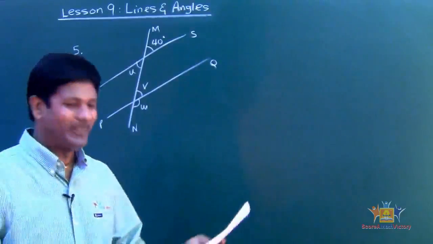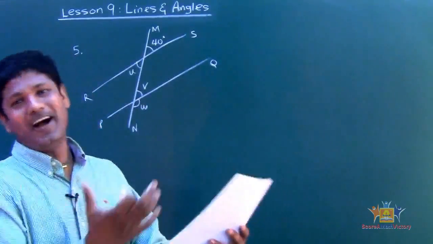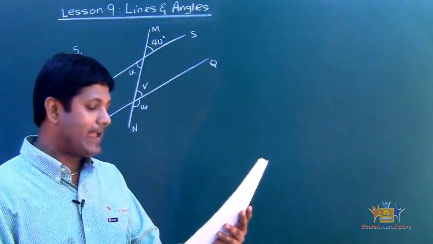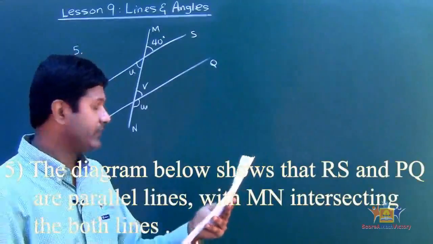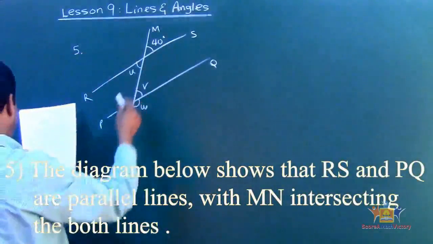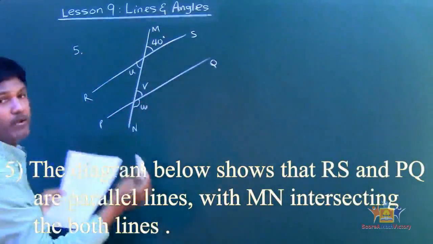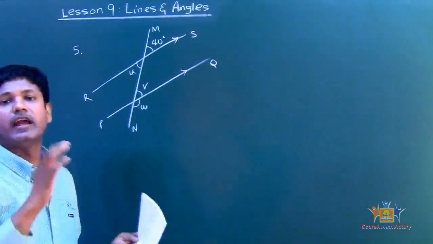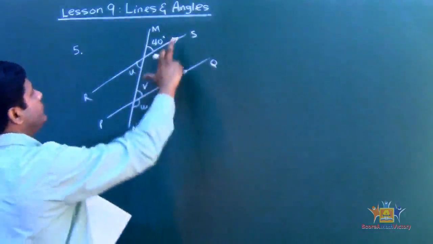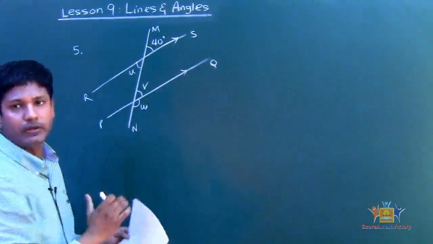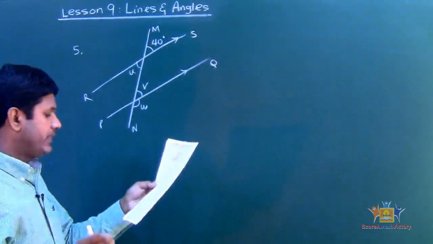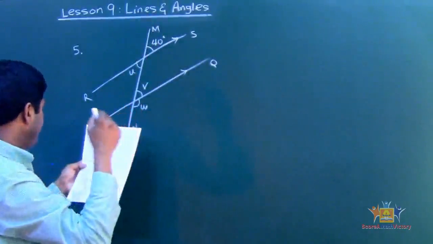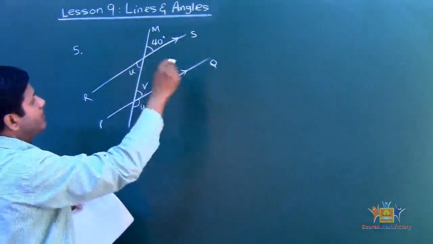Alright, my dear students, problem number 5. Now you're given the diagram below which shows that RS and PQ are parallel. So that means we put these two arrows. That means both lines are parallel. Keep in mind, if two lines are parallel, they put an arrow on them. Parallel, with MN intercepting both lines.